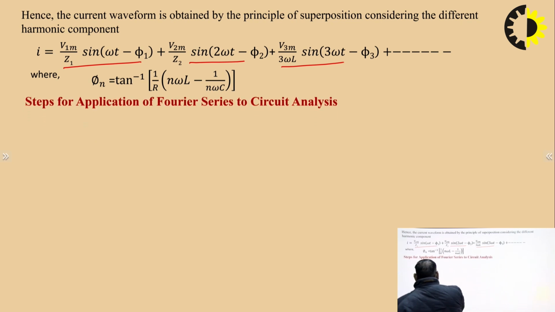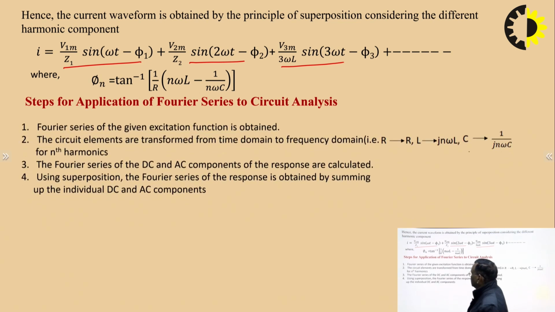Now what are the steps to carry out the steady state response of a circuit when it is applied to a non-sinusoidal periodic waveform? So what we have to do? We have to take the Fourier series. The Fourier series of the given excitation function is obtained.